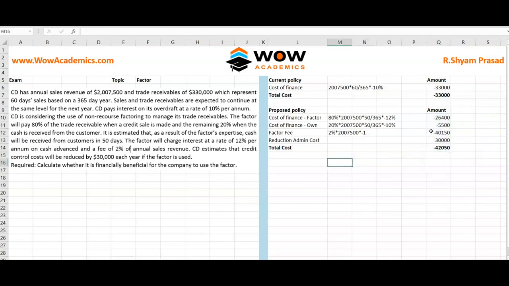40,050. So what happens here? The cost actually goes up. So it's going to be how much? Earlier we had 33,000. Now it's going up by another 9,050. So we can give a suggestion. So the suggestion can be, as the proposed policy is costly, we can reject it.